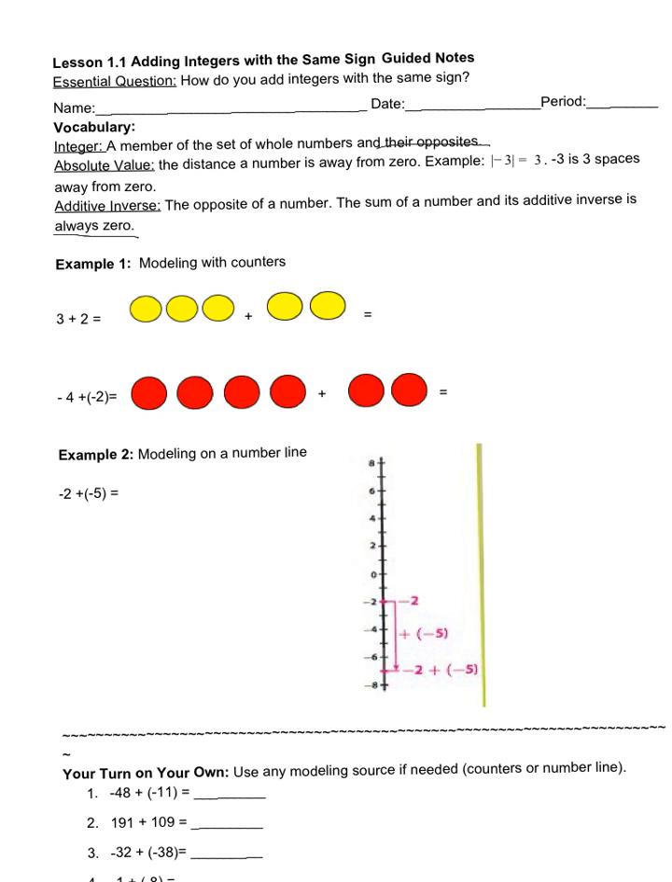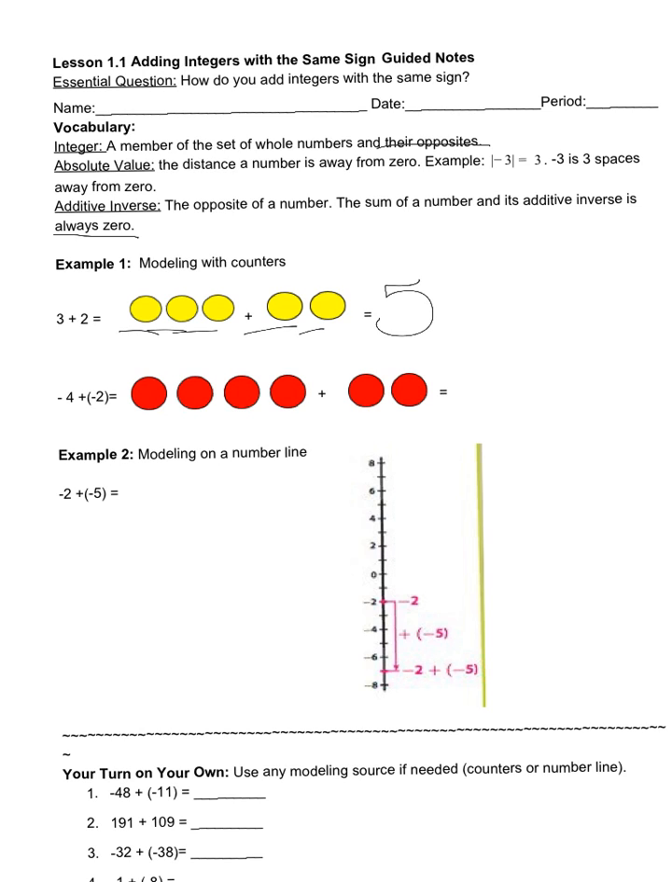So to start with, we have two examples, and we're going to use counters for this example. And in class, you'll actually have real counters to use. Our first example, very basic, 3 plus 2. Notice that both numbers are positives, and we represent a positive number with a yellow counter. So we have 3 positives plus 2 positives equal 5 positives.